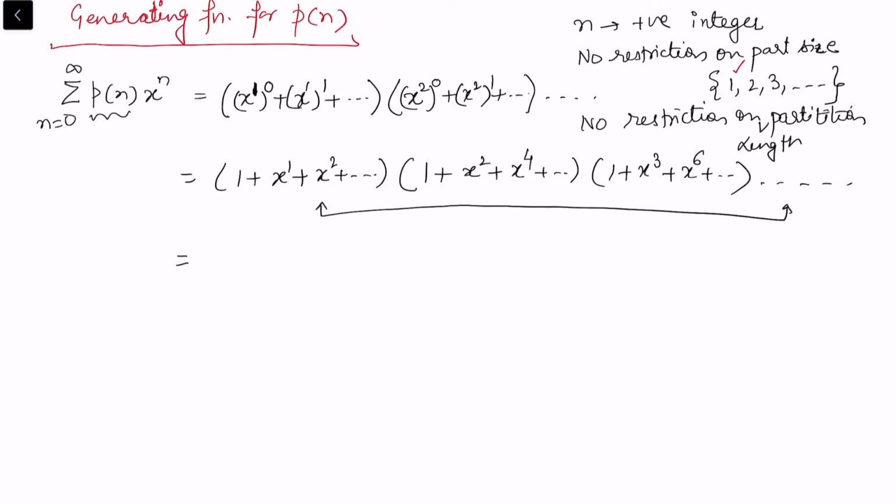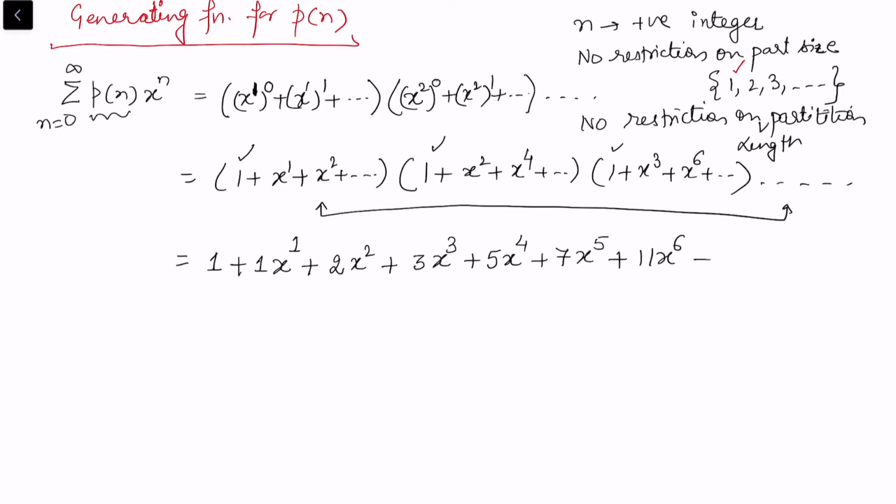We will get here the constant term will multiply 1, 1, 1. When we multiply this, we get 1. And then we will get a coefficient of x to the power 1, which will be 1. One can verify by simply multiplying. We will see 2x square. Then we will see 3x cube. Then we will find 5x to the power 4. And then we will have 7x to the power 5. And we will have 11x to the power 6 plus so on.